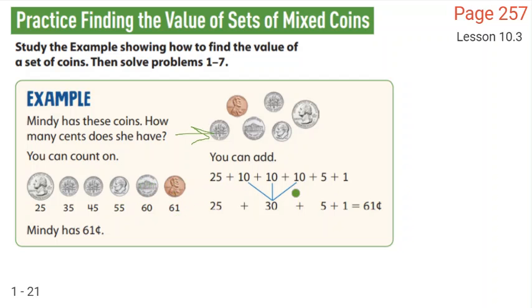You can also just add it up. 25 plus 10 plus 10 plus 10 plus 5 plus 1, 25 plus 30 plus 5 plus 1. Let's take this down a little bit further. 25 plus 30, that's 55, because 2 tens plus 3 tens is 5 tens, plus 5 ones is 55, plus 5, plus 1. You can add that up, because 55, add 5 more, 61.